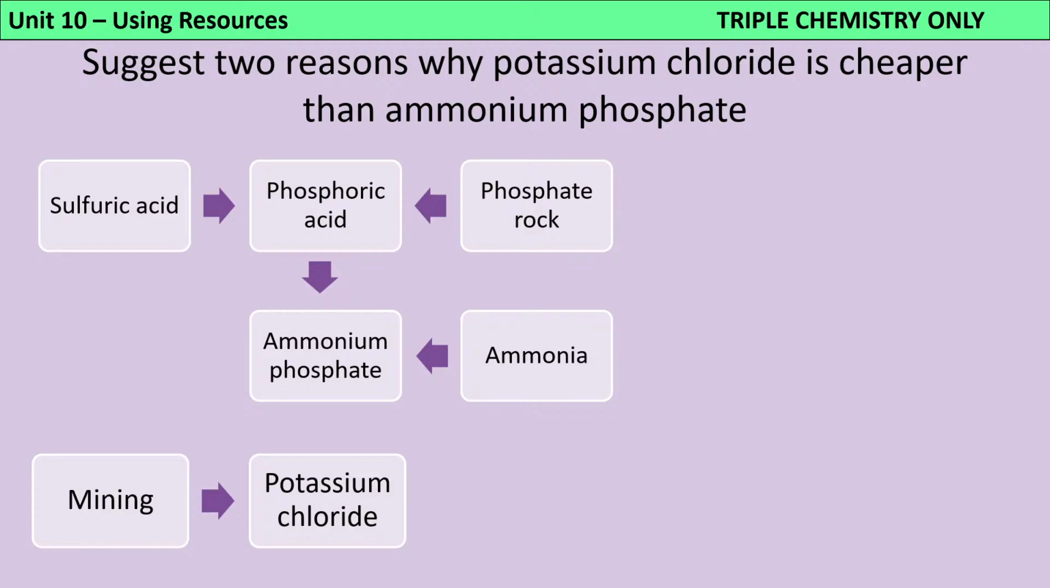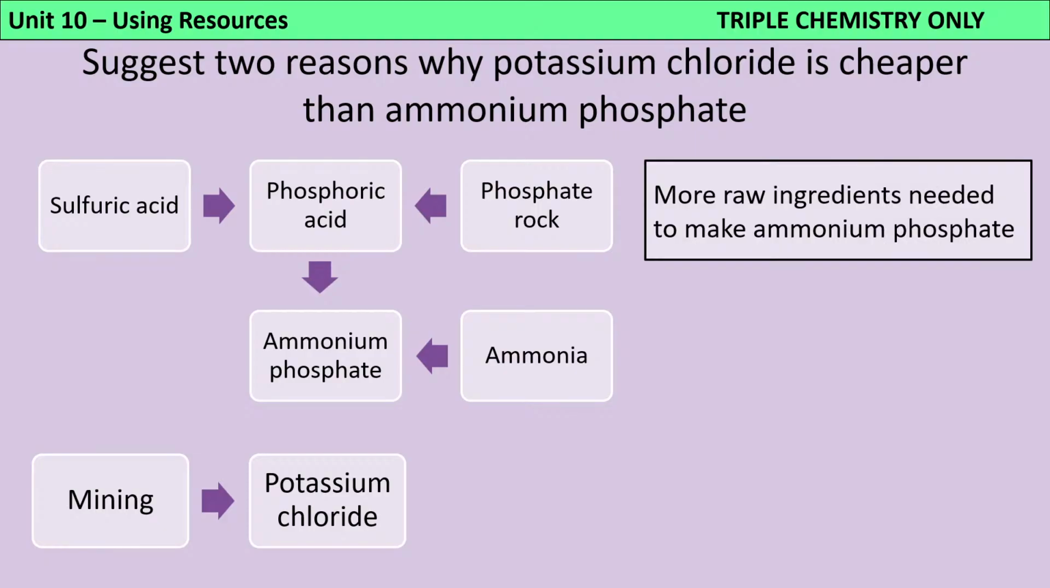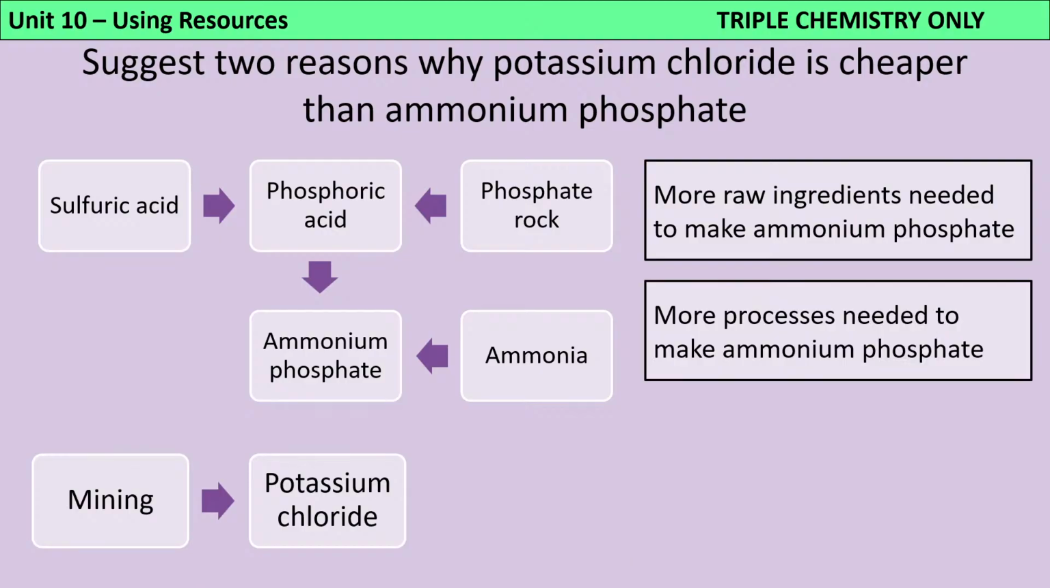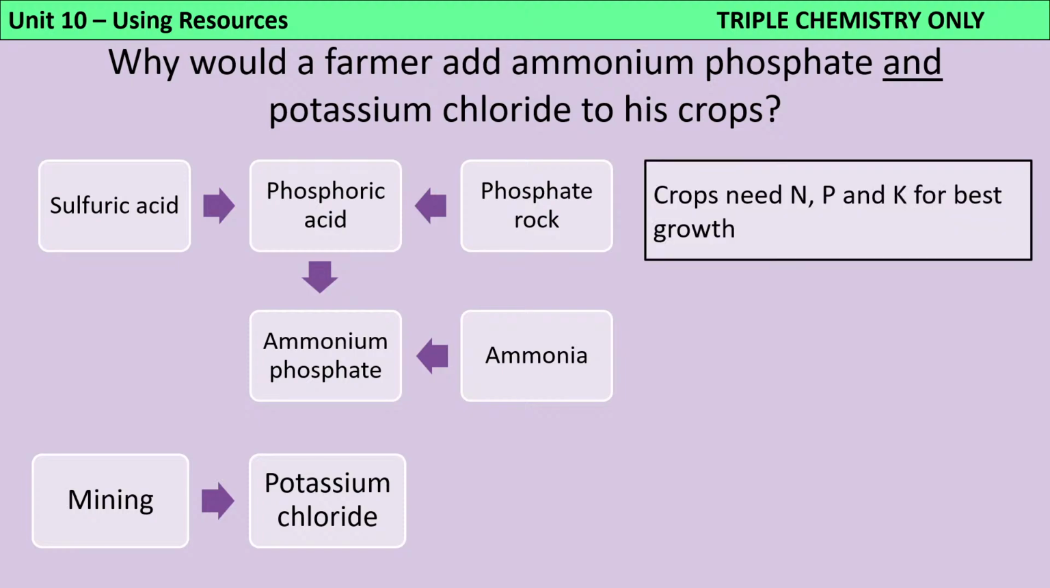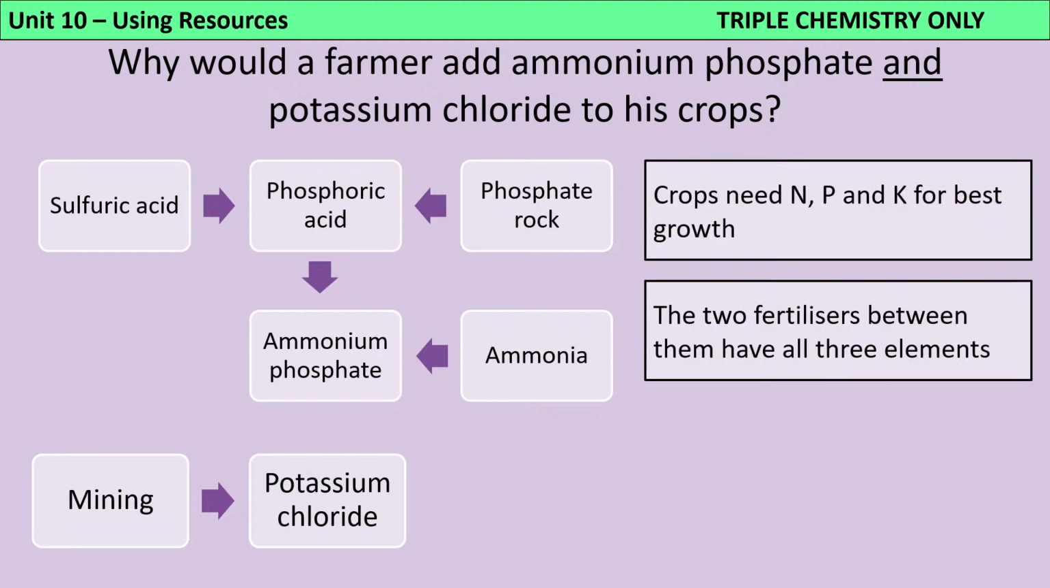So again, you could get some sort of suggesty, evaluatey type questions where they ask you about different fertilisers and whether a farmer would need to use one or both of them and why he might choose a certain way. So here we could say that making ammonium phosphate takes more raw ingredients because you've got the sulfuric acid and the phosphate rock and the ammonia, and there's more processes involved. But also you're going to need both of those chemicals because the crops do need nitrogen and phosphorus and potassium, and if you don't have the potassium chloride, then you don't have any potassium in there, so that's no good at all.